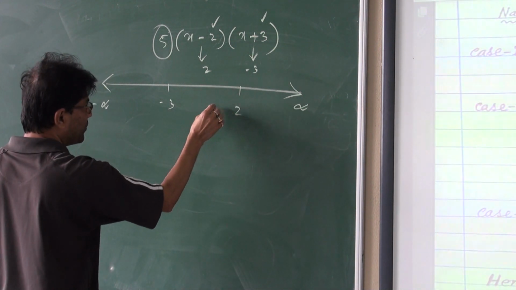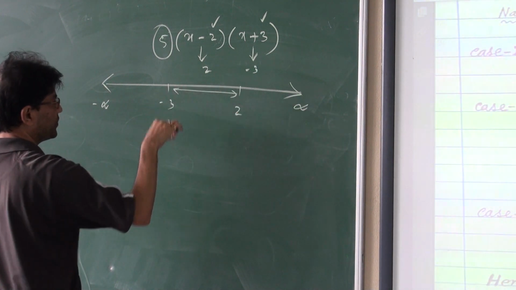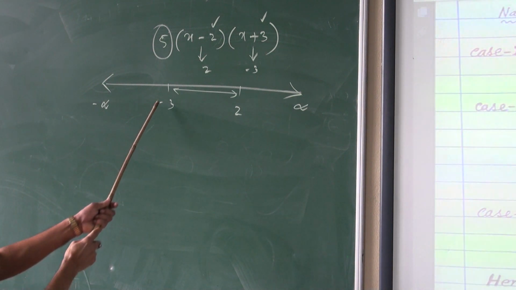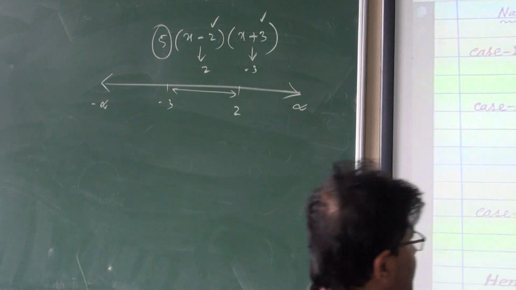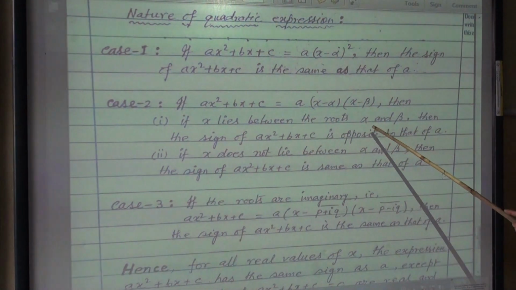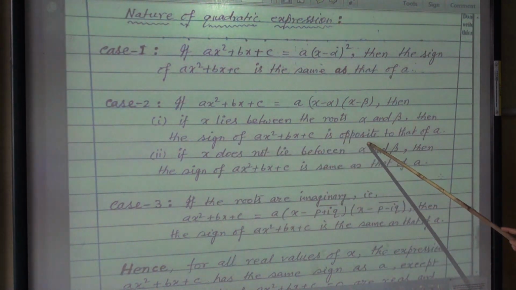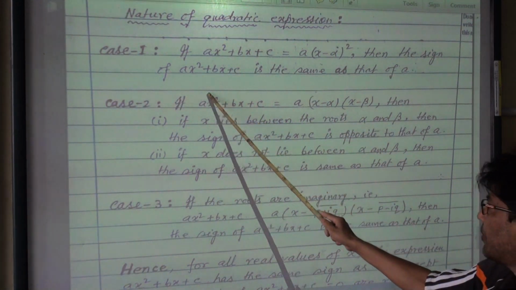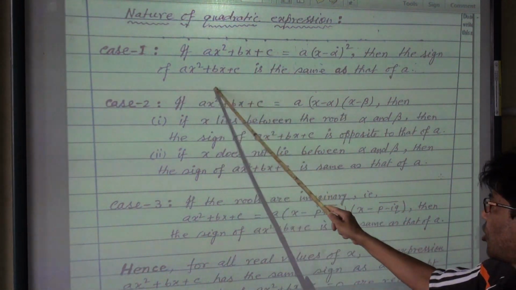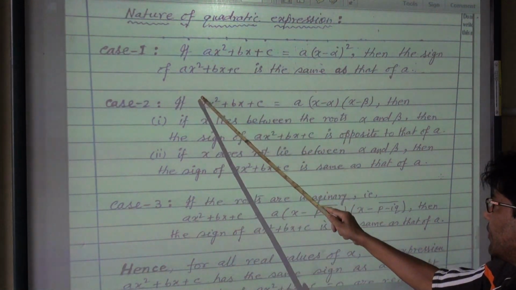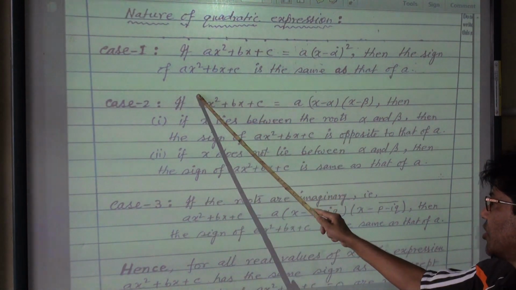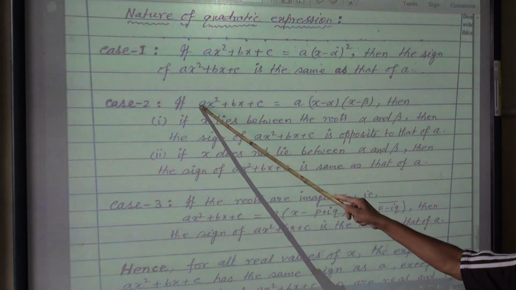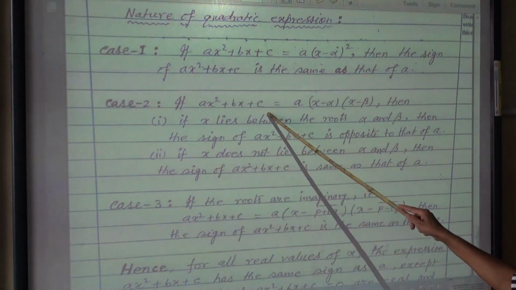Now, in between alpha and beta means any value within this. If x lies in between alpha and beta, means within this region from here to here. If x lies between the roots alpha and beta, then the sign of this one is opposite to that of A. If A is positive, the sign of this will be negative. If A is negative, the sign of this will be positive. Whatever is the sign of A, the expression's sign will be opposite to that one. If A is positive, the expression will be negative. If A is negative, the expression's value will be positive.